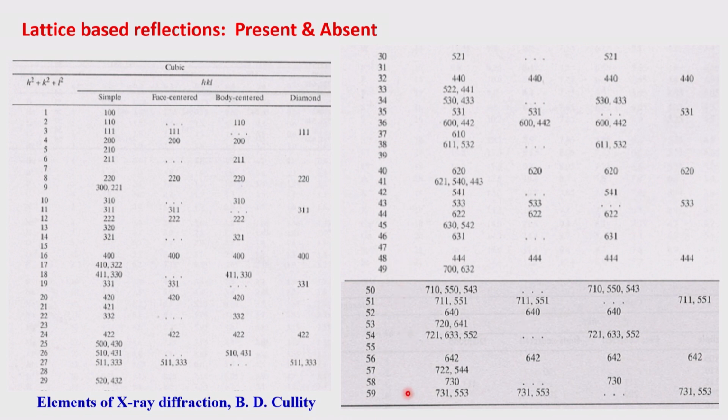So using that h square plus k square plus l square and converting into their Miller indices planes, with the Miller indices one can identify the kind of lattice that we have.